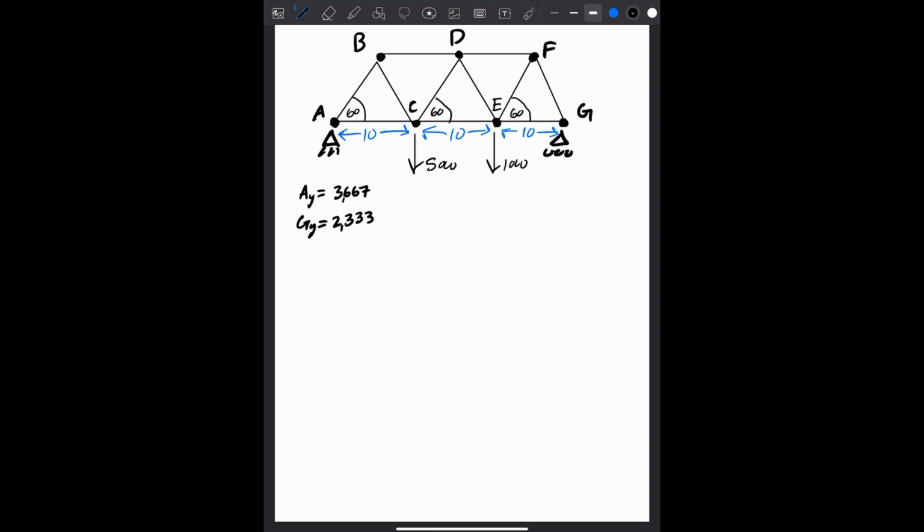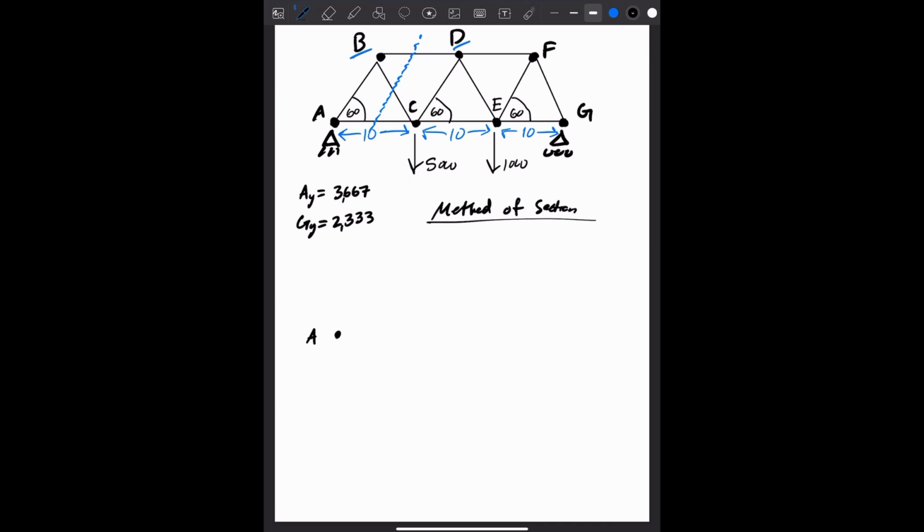So that's what we've solved for so far. Now we need to do method of sections. For the method of sections, we can cut through three truss members in total. Looking at this problem, what we're after is BD. So I say let's cut through this section like so. So how does that look practically?